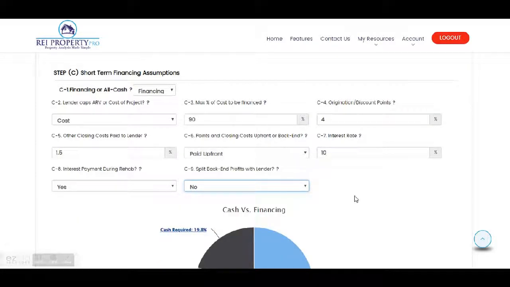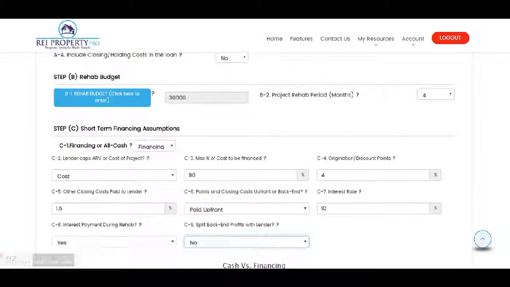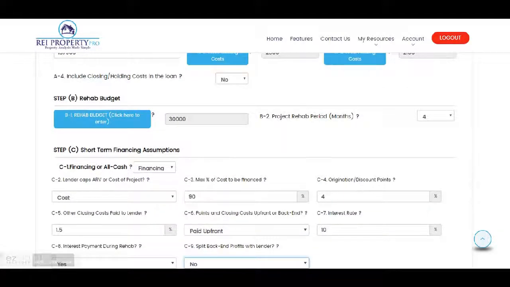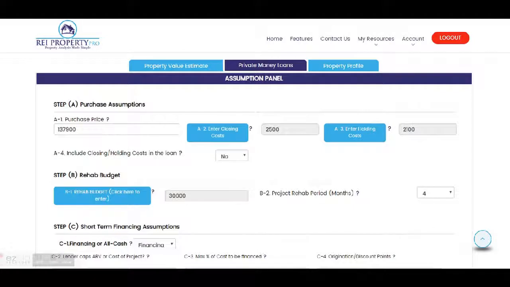Please keep in mind all of these numbers here and above in your purchase assumptions will affect your exit strategies. You can always go back and adjust any section at any time as needed. Also, as an added feature, we've included an option for private money loans. Here you can review and apply for different lending options for your purchase and rehab projects or permanent financing options for your long-term rentals.